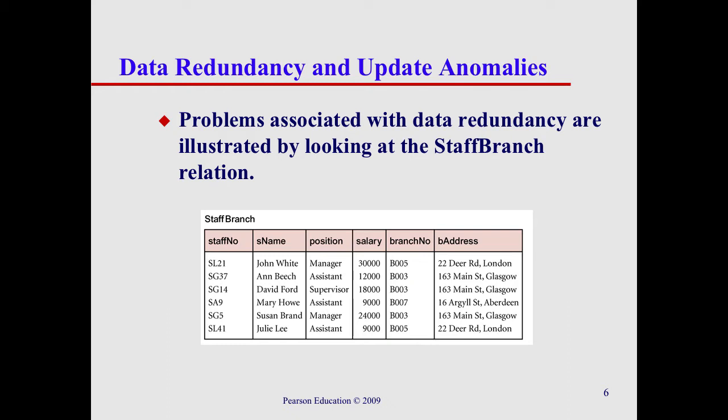Other redundant pieces of information might be harder to pick out because they may or may not exist. Notice that assistant 9,000, 9,000, so you might start to think maybe all assistants make 9,000, except this one makes 12,000. So you'd want to verify, do all assistants make the same amount of money, or is it really okay for them to make different amounts of money?